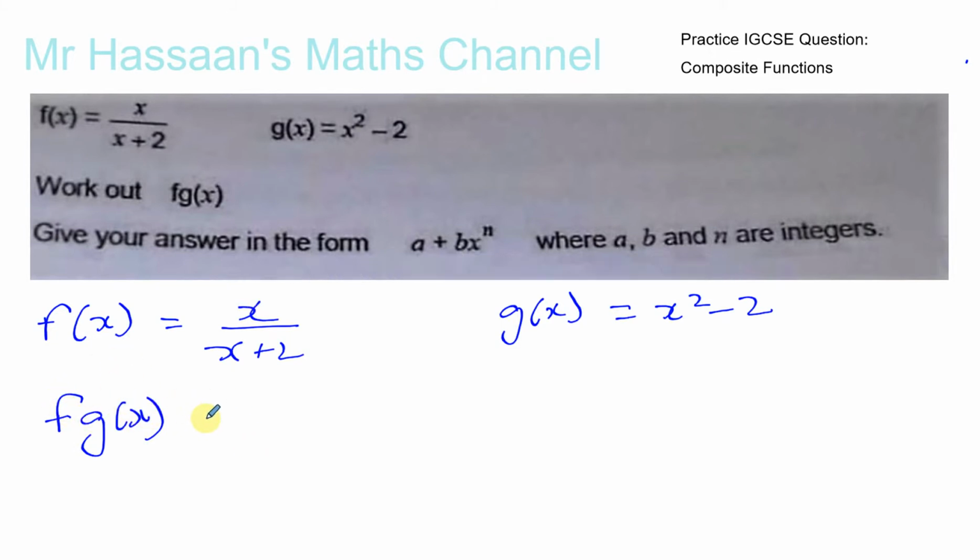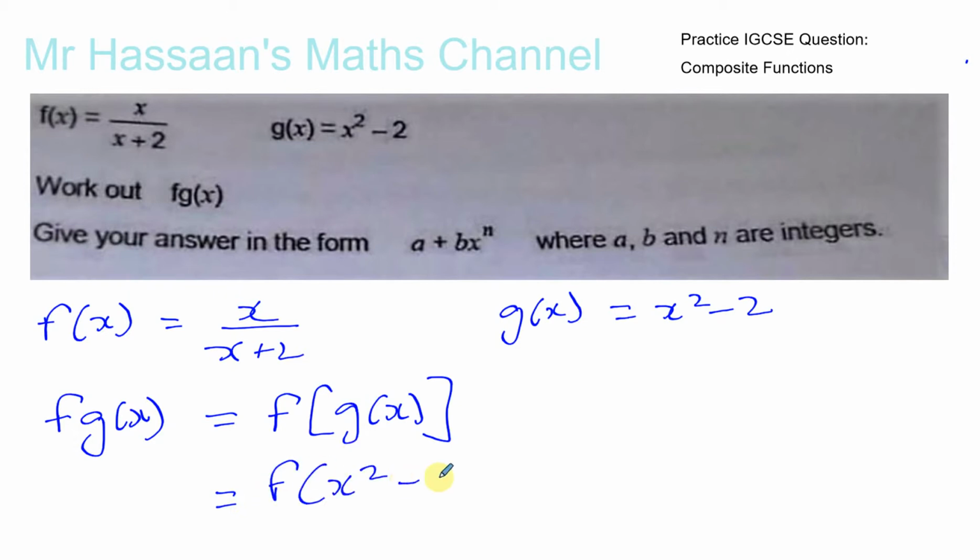So this is basically asking us to take the function g of x and substitute it inside the function f. g of x is x squared minus 2, so it's basically saying replace the x in function f with x squared minus 2. For example, if I said find f of 3, whatever's in the bracket must take the place of the x. That would be 3 over 3 plus 2, which would be 3 over 5.